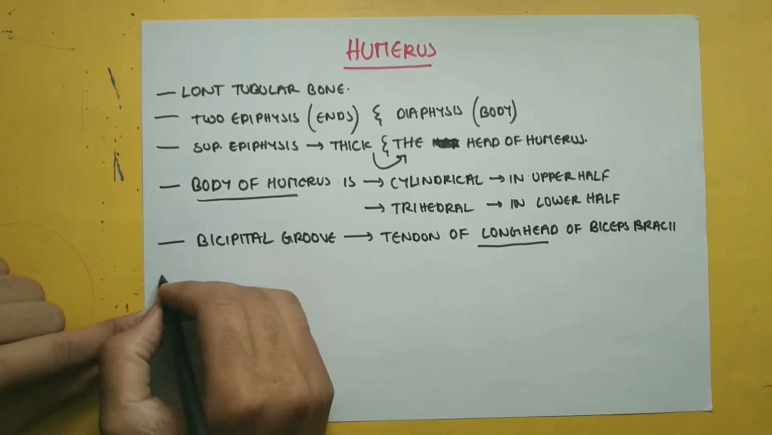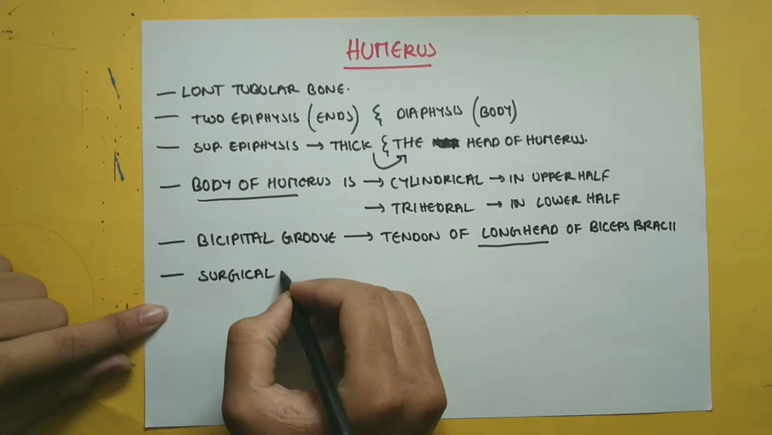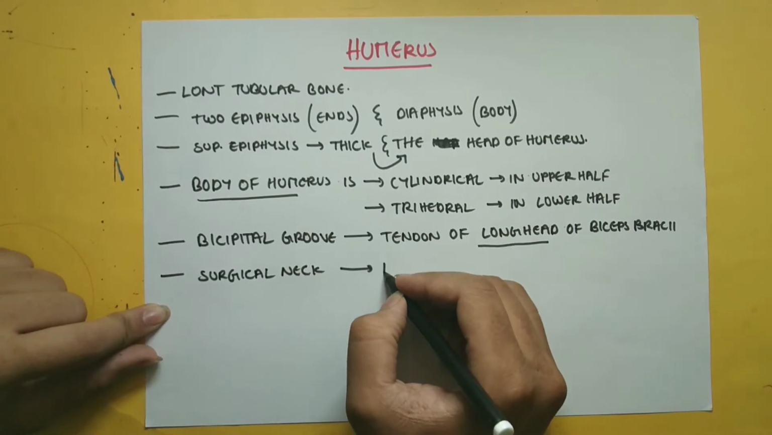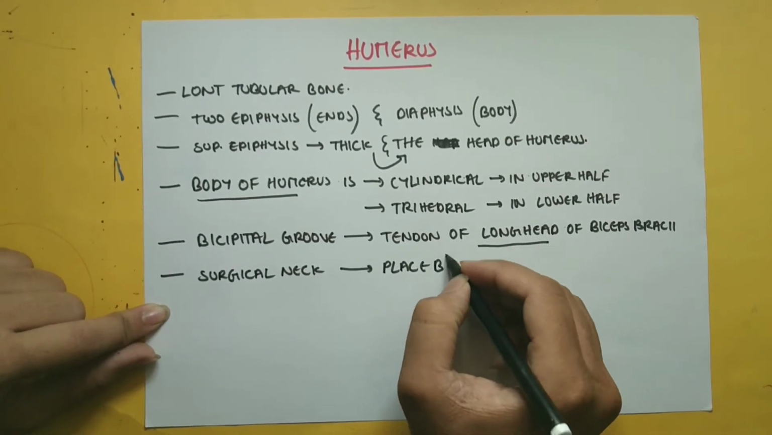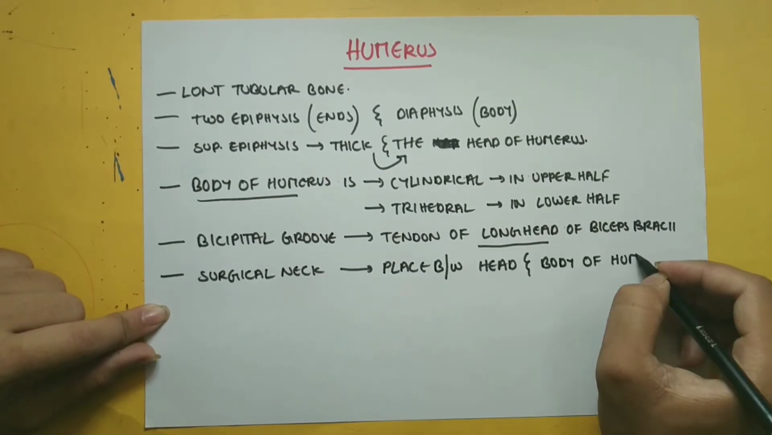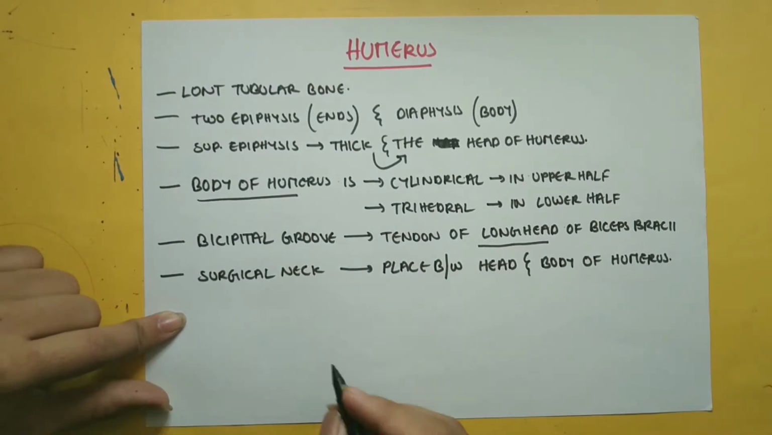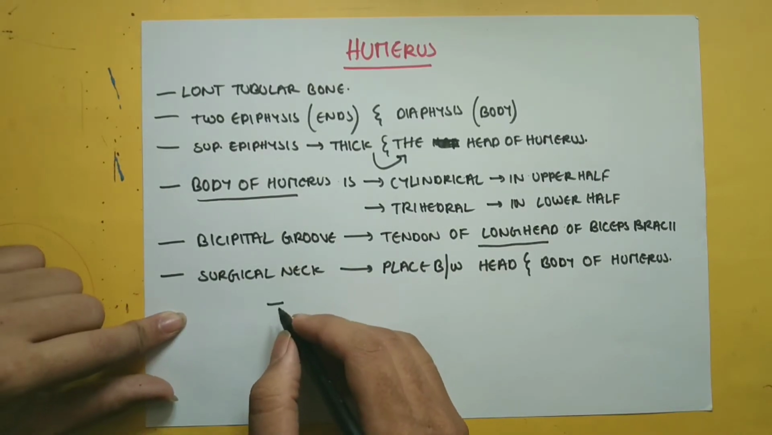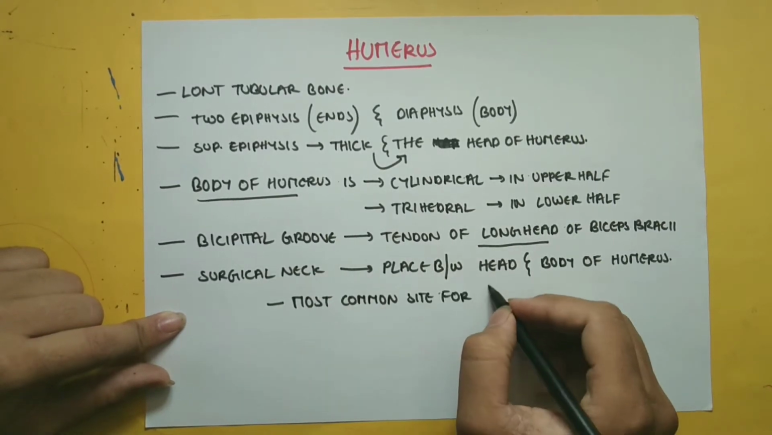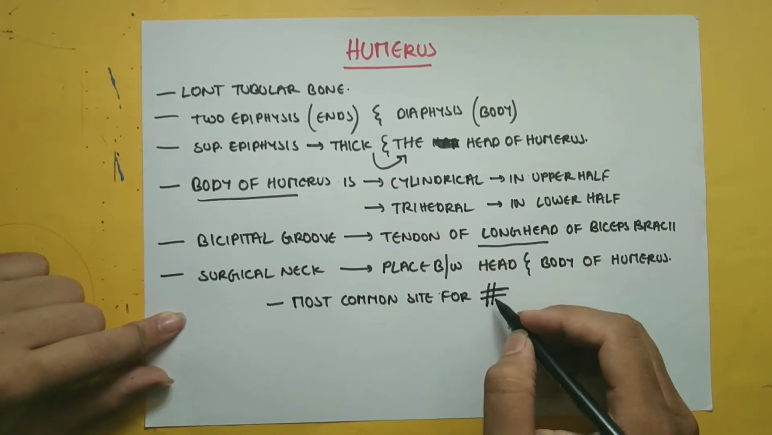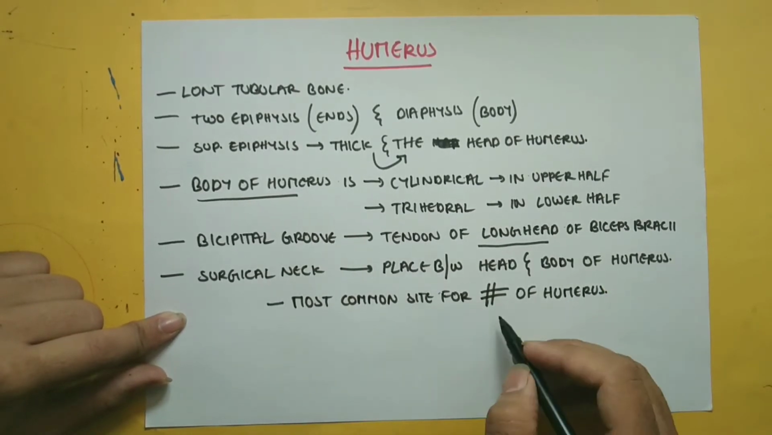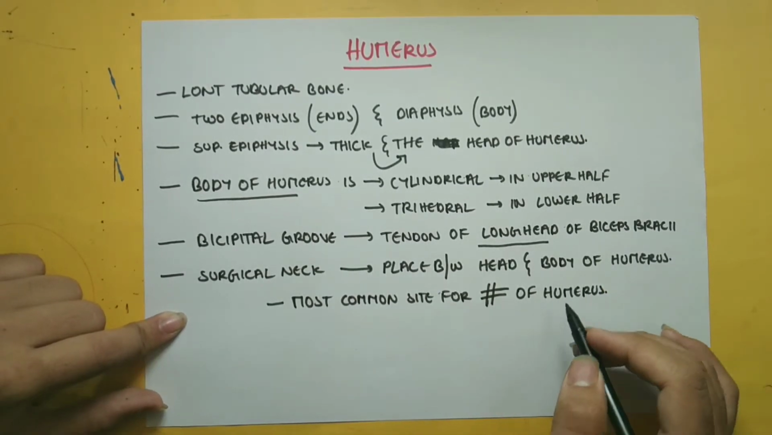So now what is the surgical neck? This is generally the place between head and body of humerus. And this surgical neck is also the most common site for fractures of humerus. Don't worry, this is the symbol for fracture. So the surgical neck is the most common site for the fractures of humerus.